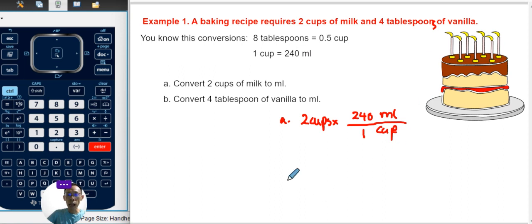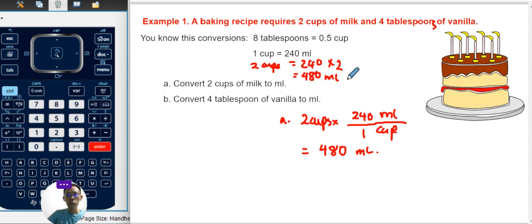So at the moment, I just calculate this and you get 2 times 240, that is 480 milliliter. That makes sense, right? 1 cup is 240, so 2 cups will be 240 times 2. So this is what we did. So that is equal to 480 milliliter.